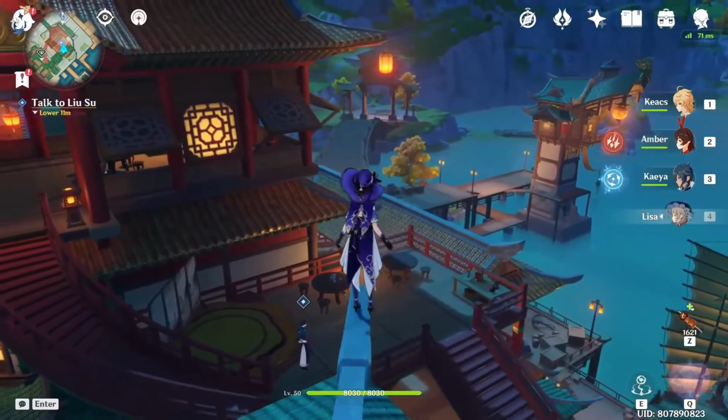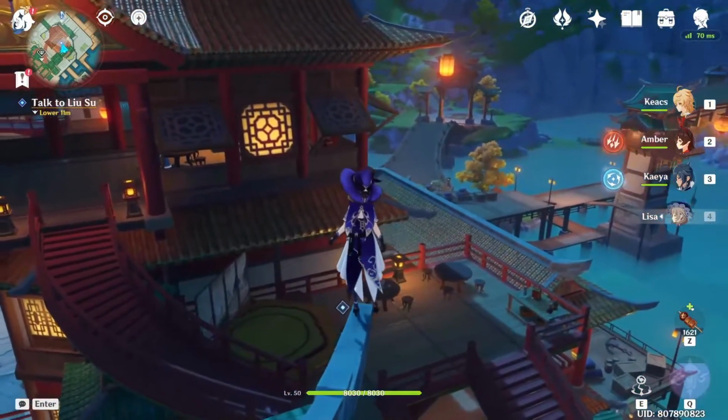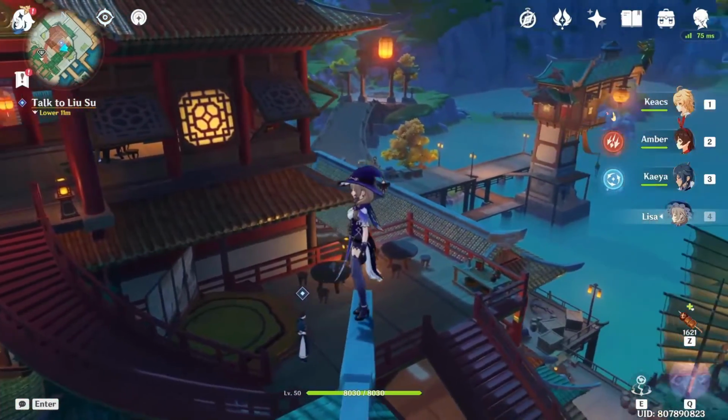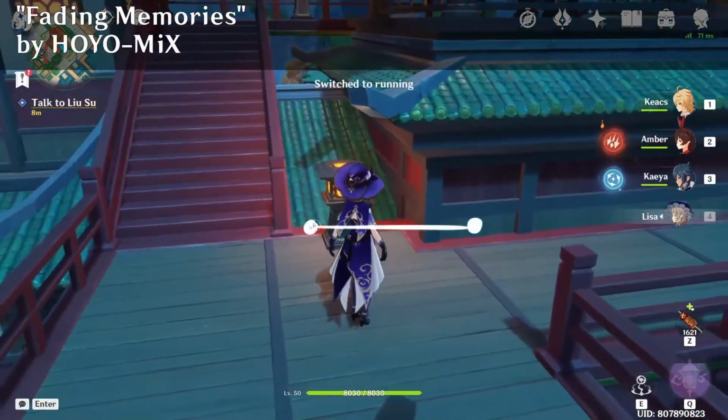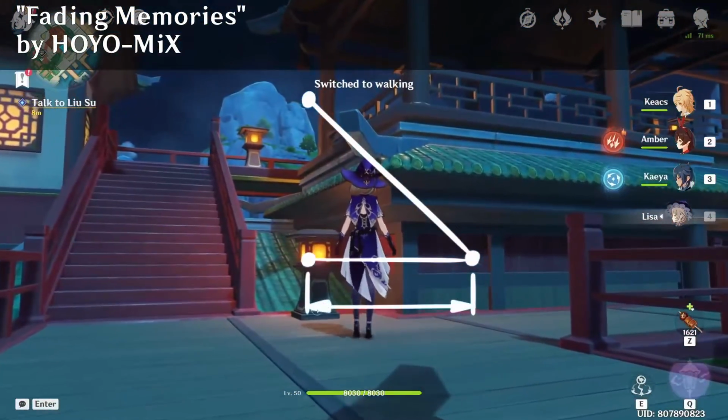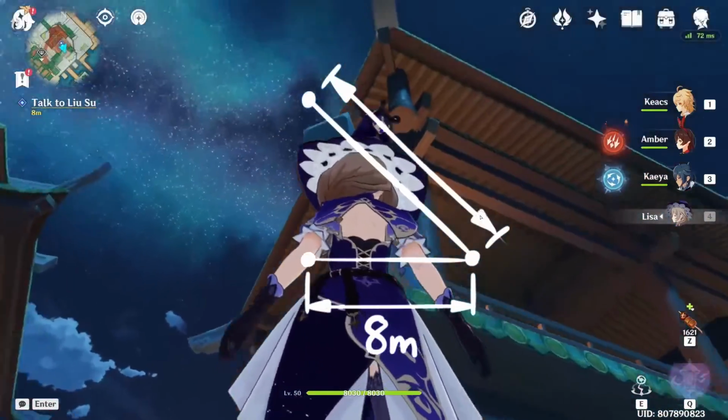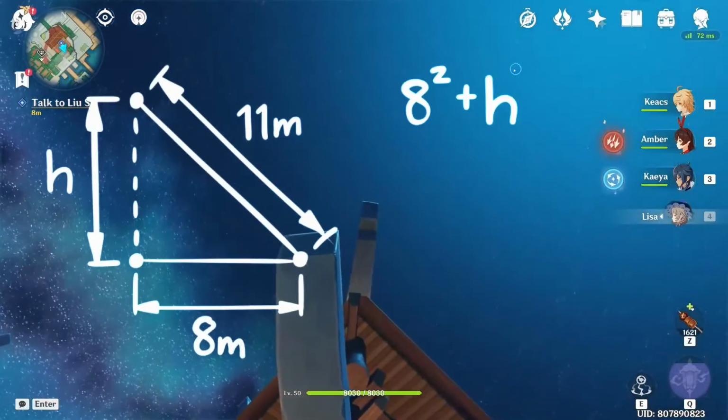The reason why I chose this specific spot for this test was because I could measure 2 points which are vertically aligned with each other. One on top of the roof and the other one directly on the floor. This means I could use the Pythagorean theorem to calculate the height.